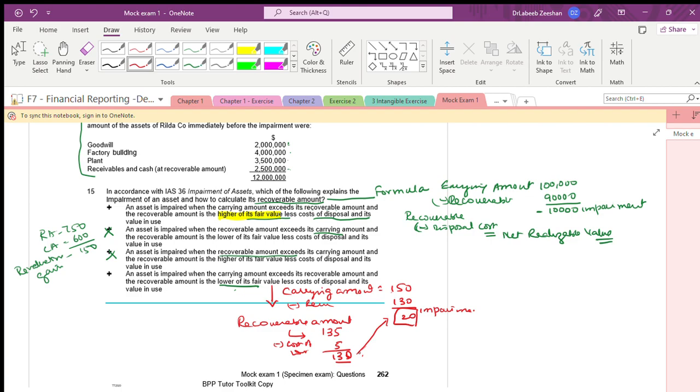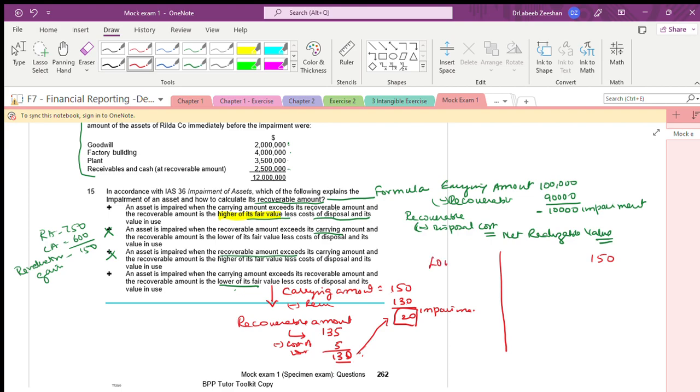Recoverable amount is 130. How are we getting 130? We are making sure, we are making it concerned that we are deducting the cost of disposal. Is it right? We have to make sure here also. In the first case, what happens? Assume in the first case, same example. Okay, first case, same example.